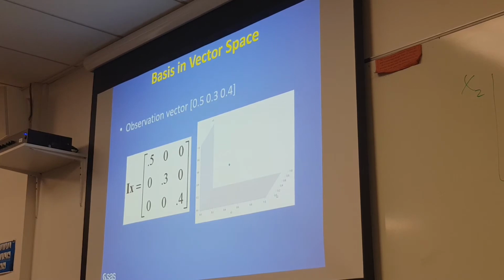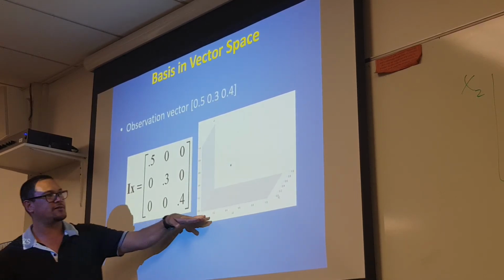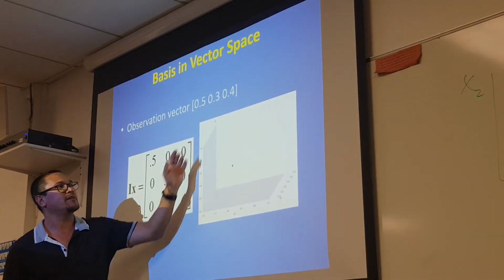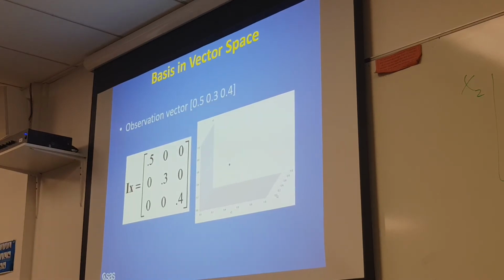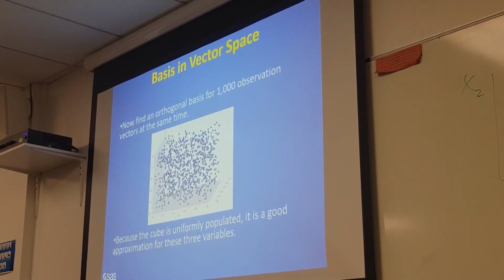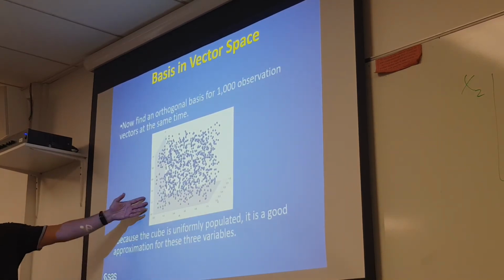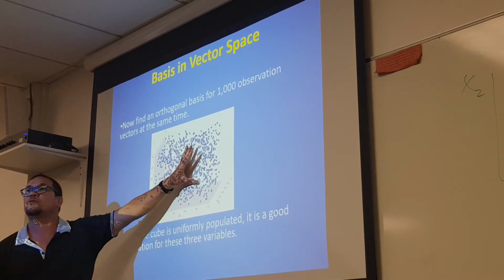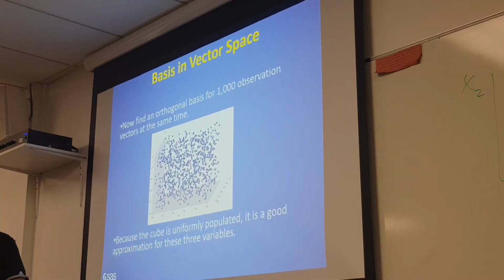And we can define that by where it is with respect to this variable and this variable here. So we can look at this second data point in the cube as well. In fact, we can do it lots and lots of times and look at all these data points. Look at this data set. It is populating the cube very nicely. Because our cube is uniformly populated, it's actually a good approximation for these 3 variables.